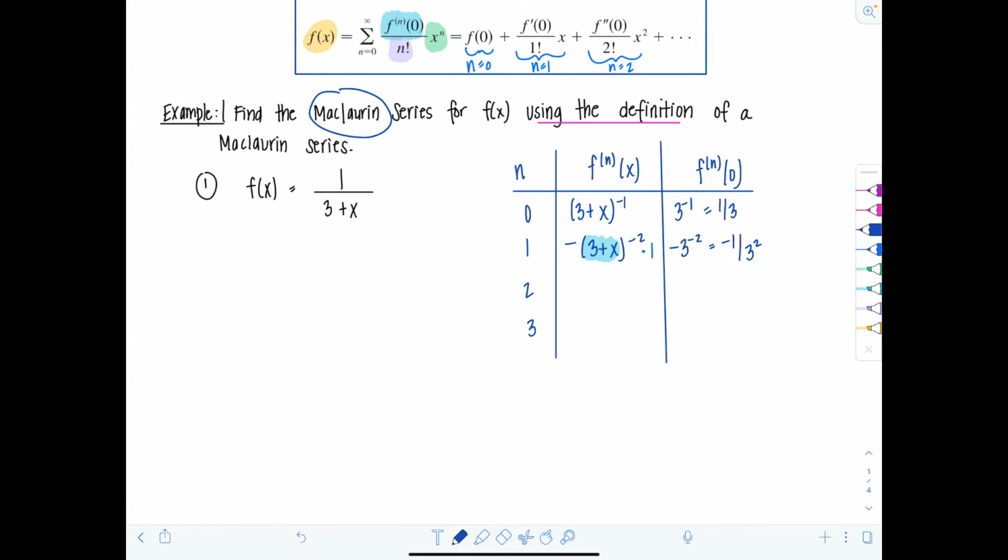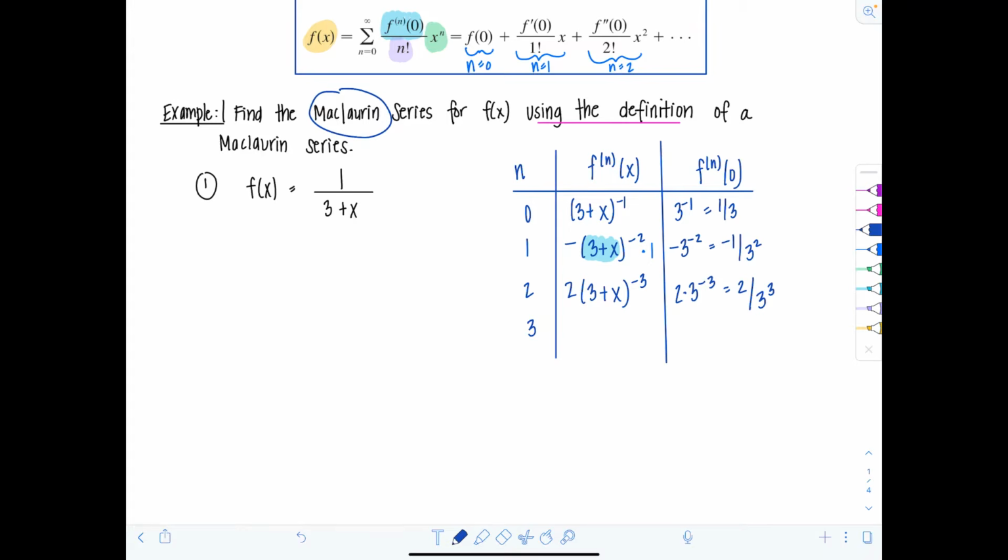Okay, second derivative time. Now we're going to have positive 2 times 3 plus x to the negative third. And I'm going to substitute in 0 for x. So this is 2 times 3 to the negative third, which is 2 over 3 cubed. And then let's do one more.